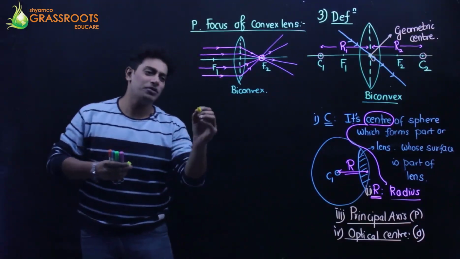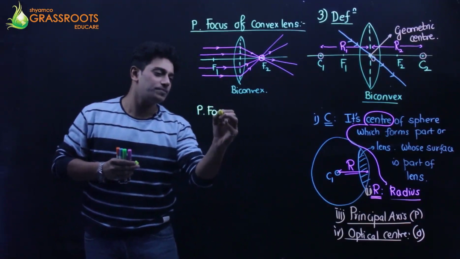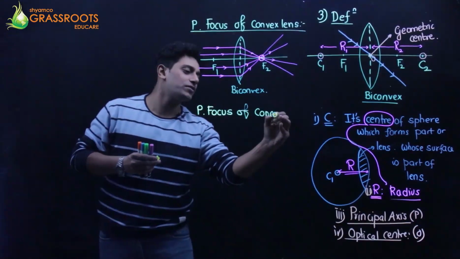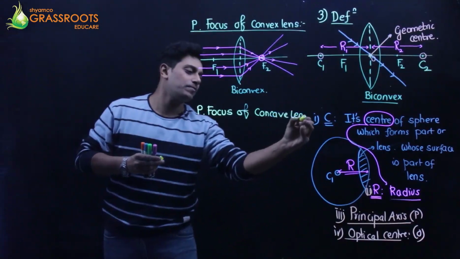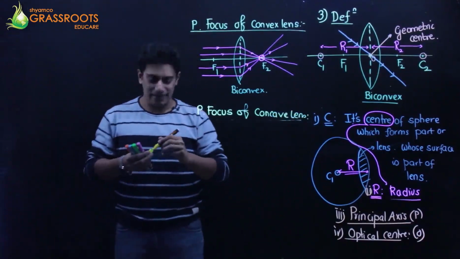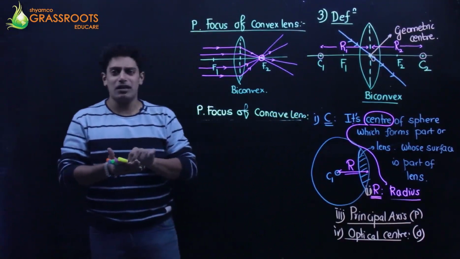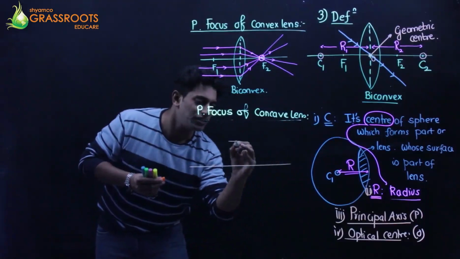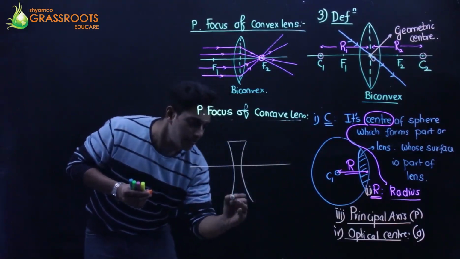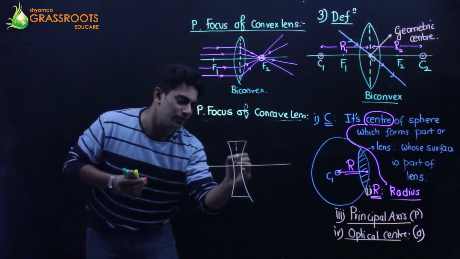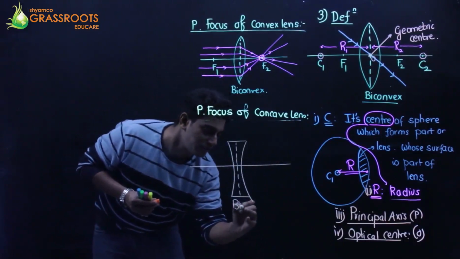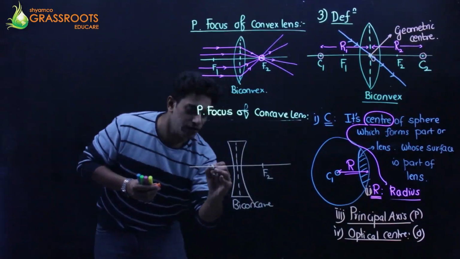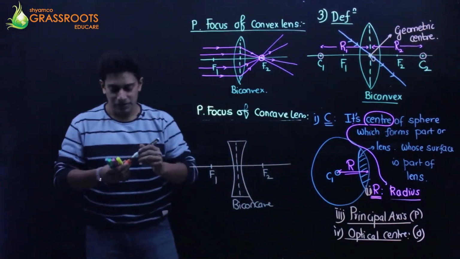Now, talking about principal focus of a concave lens. Let's see, what is that? Alright, fine. So, पहले तो यार biconcave lens बनाते हैं. So, we have an imaginary axis. Right? This is going to be a biconcave lens. Let's say this is F2, this is F1.